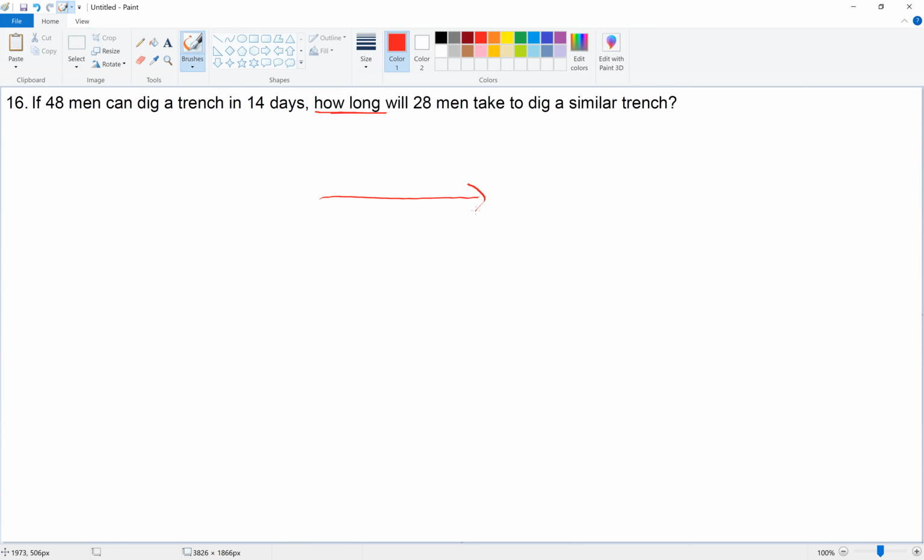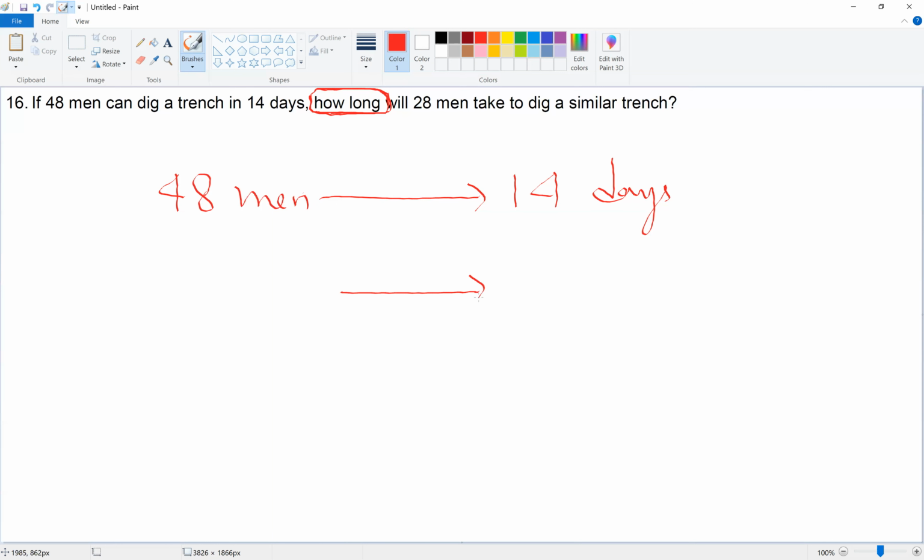On the right side, it should be the men. Is that what he's asking for? Oh no, it should ask how long. So shouldn't the 14 days go to the right? Yeah, and the men go to the left. Okay, and 48. Next step.